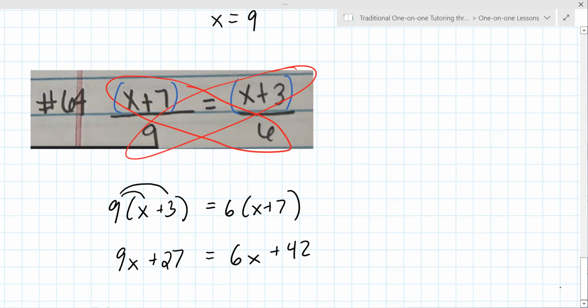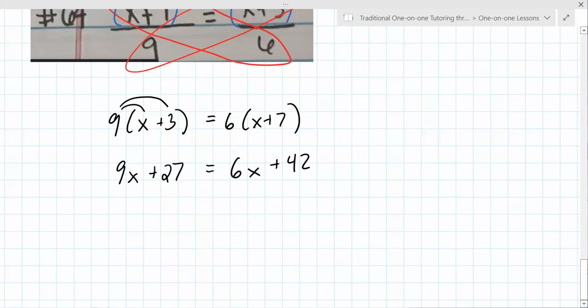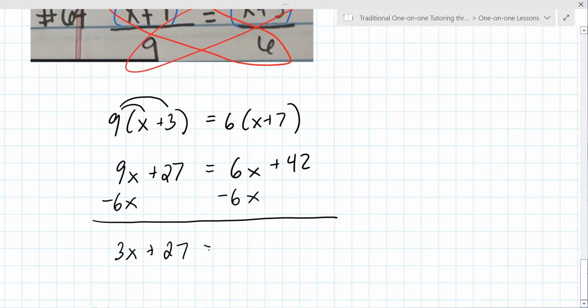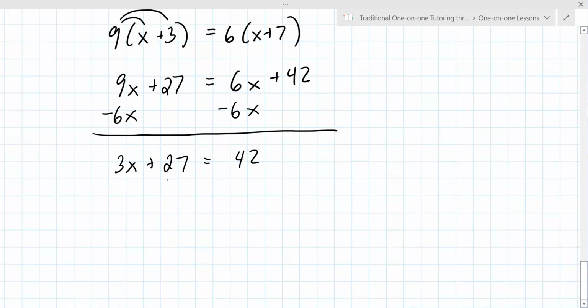That's right. Okay. So this time, again, probably better to move the variable left. Subtract 6x from both sides. So 3x plus 27 equals 42. Almost there. Gotta undo the addition by 27. So subtract 27 from both sides.